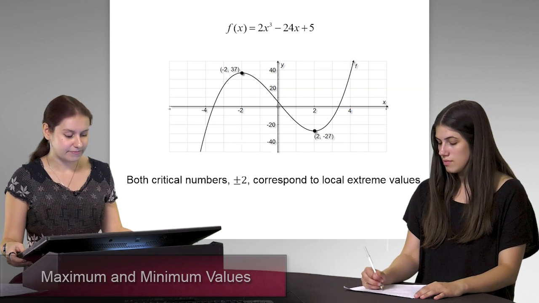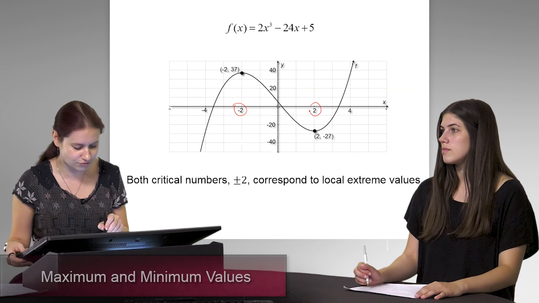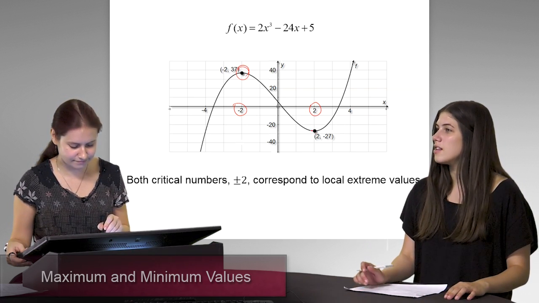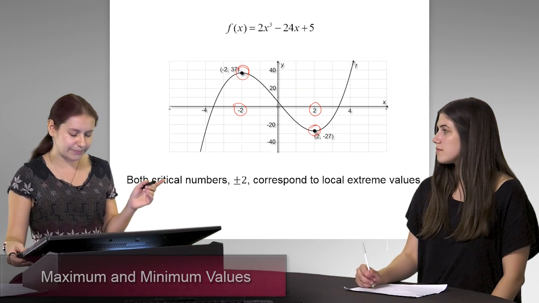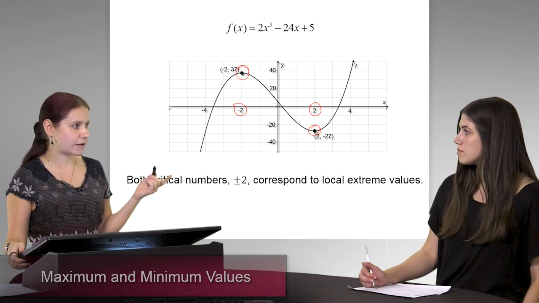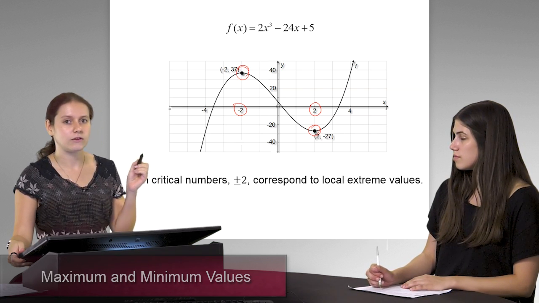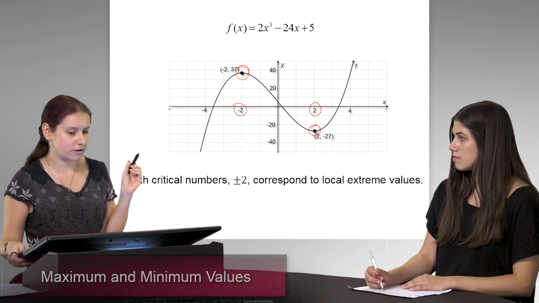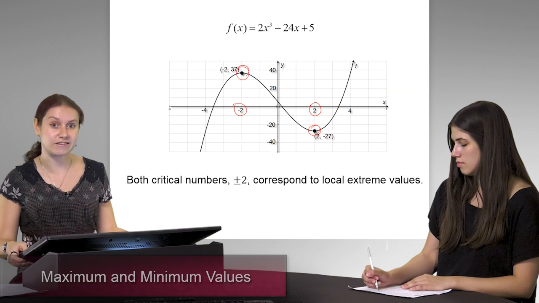Here's the graph. And indeed, as you can see, what is going on at -2 and what is going on at 2? What do you see? There's a local maximum at -2 and then a local minimum at x equals 2. Exactly. So the theory works. But we did not justify why there's a local maximum there and why there's a local minimum. This is going to be the next step, we will learn it soon. But first, we just want to make sure that the first step in order to find local extrema is to find critical numbers. Both critical numbers, plus and minus 2, correspond to local extreme values.